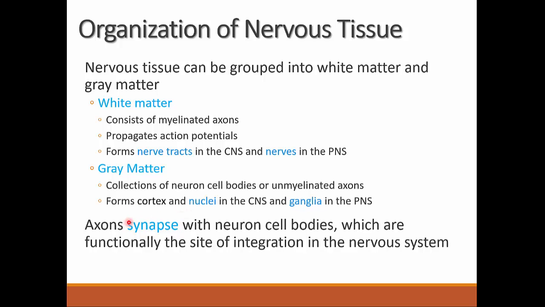A synapse can be formed between neurons, and synapses are cell-to-cell connections. So you have the end of one axon at the axon terminal connecting to maybe a dendrite or the cell body of another neuron.